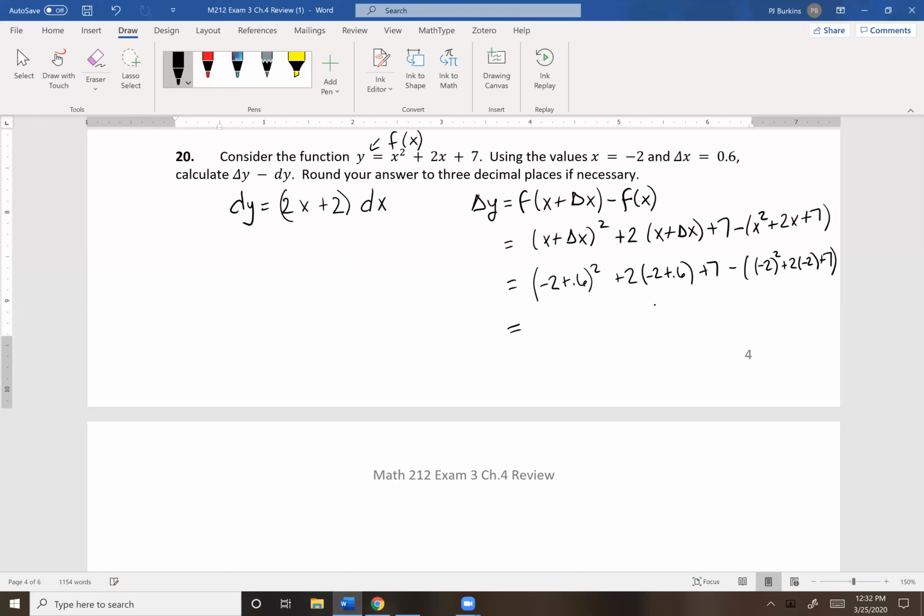Would someone mind calculating that, please? That whole thing? Sure, if you don't mind. If you want to do a portion of it, that's fine too.